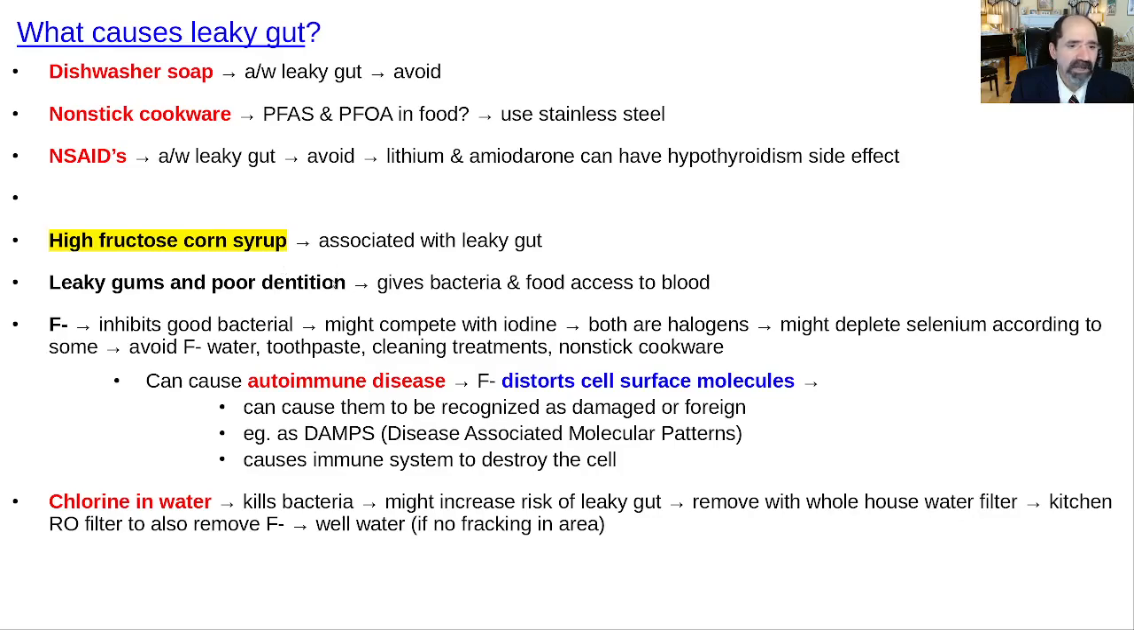Leaky gums and poor dentition. Just like with a leaky gut, toxic bacteria and protein material can get access to your blood. If you've got leaky gums or poor dentition, it can get in there too. So we have separate lectures on how to take care of your teeth.